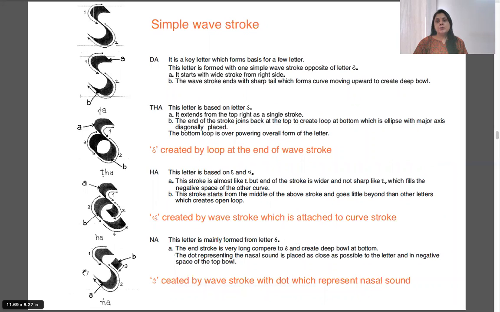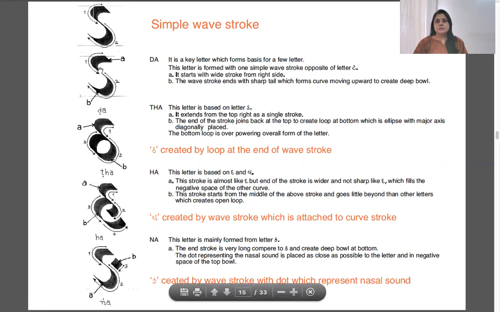Now this is a group of simple wave stroke. This is letter D, which is the base of other letters in this group. This is letter T, which is created by a loop at the end of the wave stroke. Next letter is H, which is created by a wave stroke attached to a curve stroke. And the last letter is Ang, which is created by a wave stroke with a dot, which represents nasal sound.